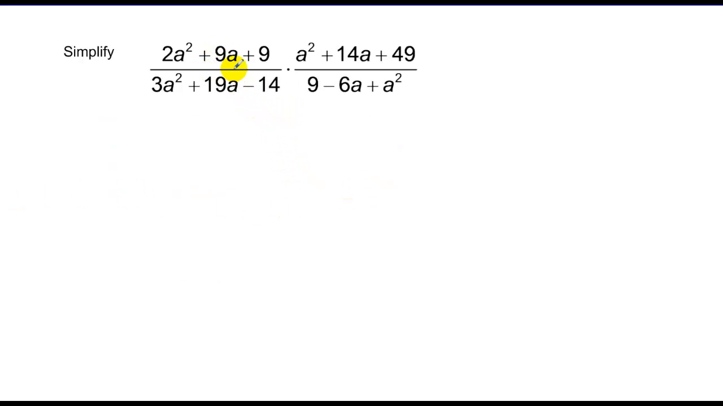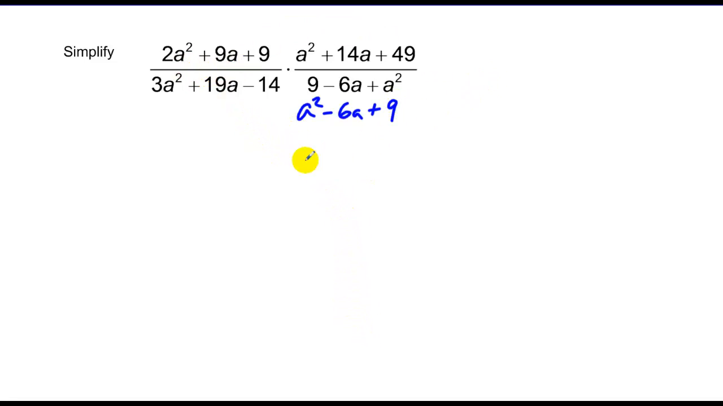Here's another situation where I've got lots of polynomials, no real factors yet, so I'm going to have to factor each term. I see this bottom guy right here, and I notice my a squared is not leading, so I'm going to rewrite that to a squared minus 6a plus 9, just because it makes me feel a little bit better. And then I'm going to start factoring.